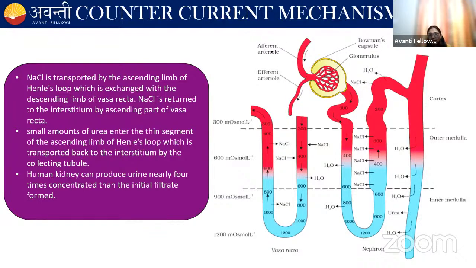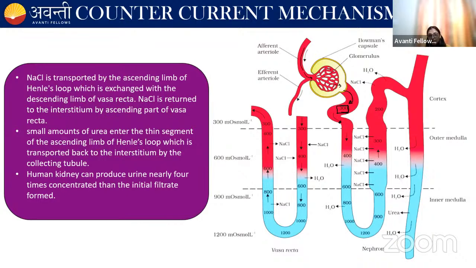Now see, the afferent arteriole will carry the blood. Blood will reach the glomerular capillaries. From this, the glomerular filtrate will first enter into the Bowman capsule. Then it will enter into the PCT. The glomerular filtrate has an osmolarity of 300. So the initial osmolarity of the filtrate is 300.